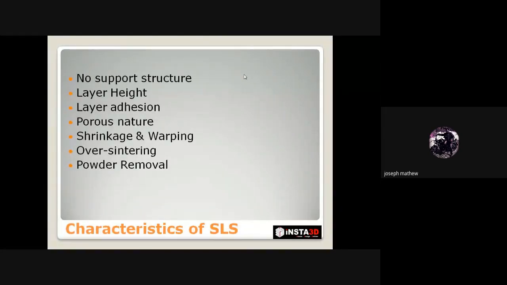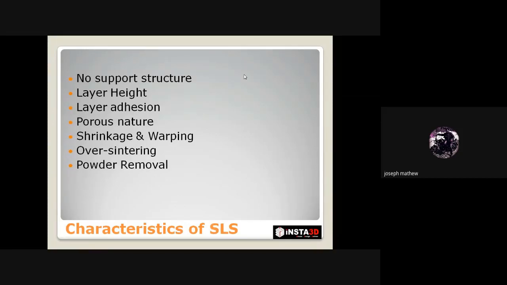So in an SLS 3D printer, the bond strength between layers is excellent, and it means that SLS printed parts have almost isotropic mechanical properties. The main material used here is nylon, and it has a tensile strength of about 48 megapascal in the XY direction, whereas in the Z direction it is a little lower, which is 42 MPa.